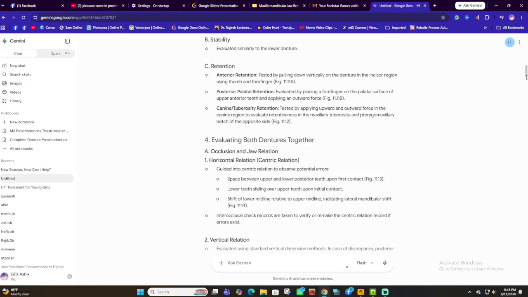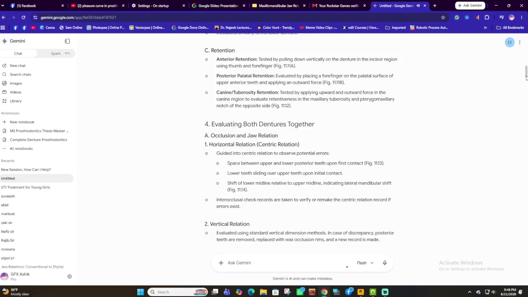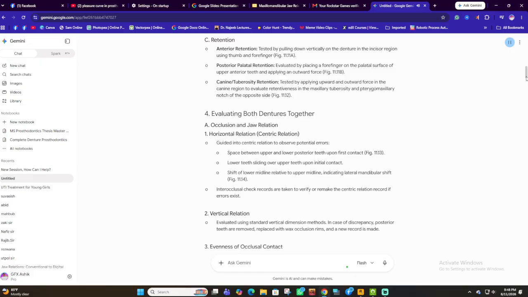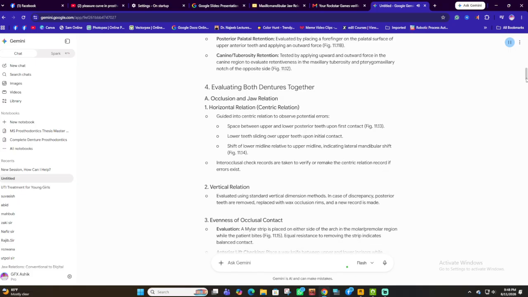A. Occlusion and jaw relation. 5. Horizontal relation: centric relation, guided into centric relation to observe potential errors, such as space between upper and lower posterior teeth upon first contact, Fig. 11.13; lower teeth sliding over upper teeth upon initial contact; or a shift of the lower midline relative to the upper midline, indicating lateral mandibular shift, Fig. 11.14. Interclusal check records are taken to verify or remake the centric relation record if errors exist.